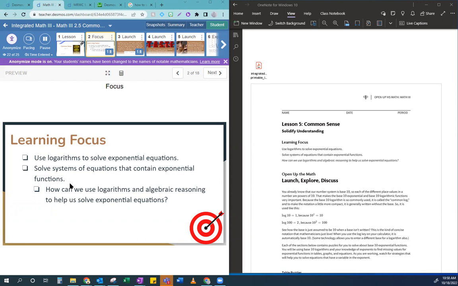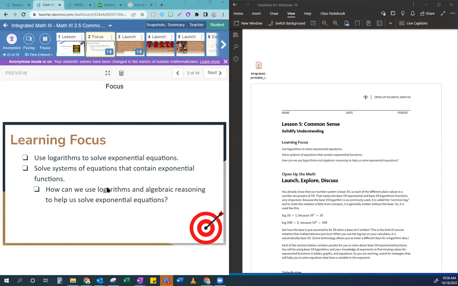So very common in math is this idea of taking two things that are relatively different and putting them together. For example, you know how to solve systems of equations. You've been doing it since 7th and 8th grade, but really from before then. And you just learned about exponential functions. You learned more about them in this class, and a couple of years ago in Integrated 1. So then the last thing is, how can we use logs and algebraic reasoning to solve exponential equations?